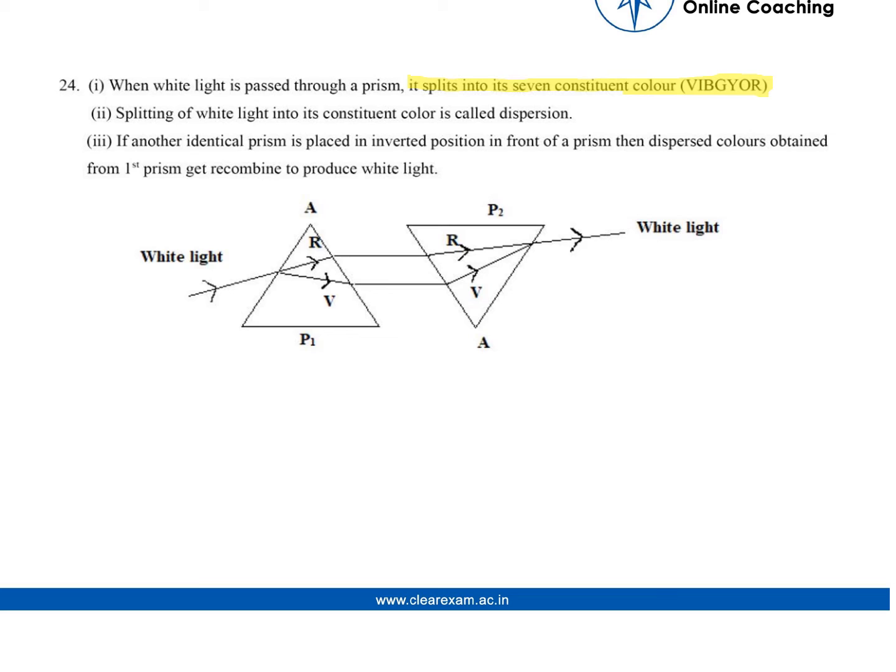If another identical prism is placed in an inverted position in front of the first prism, then the dispersed colors obtained from the first prism get recombined. As I said, they come together to produce white light. So this is the structure. The first prism would be here, which leads to dispersion, and then another identical prism, placed in an inverted position, which again combines all those dispersed colors and leads to the production of what? White light.